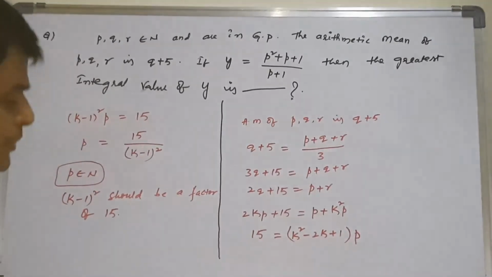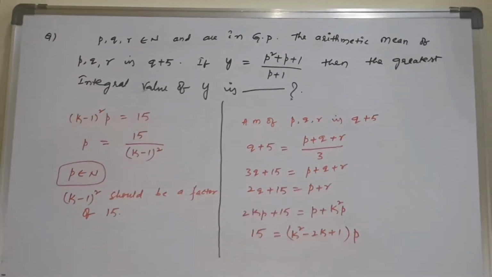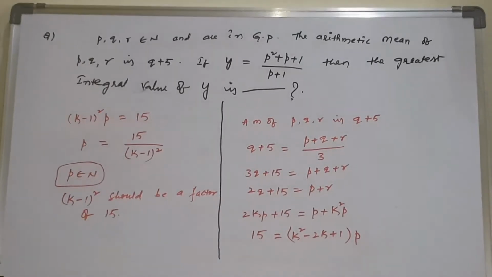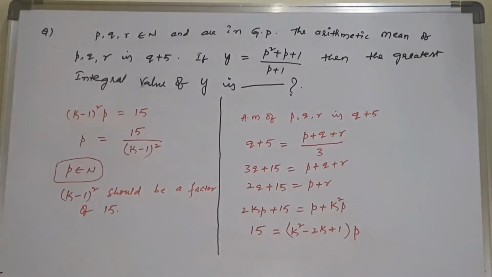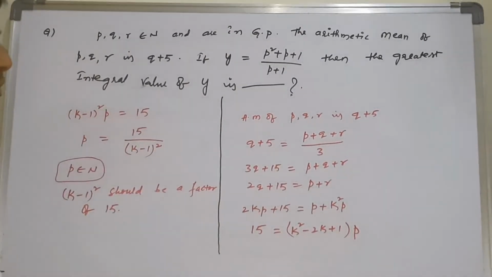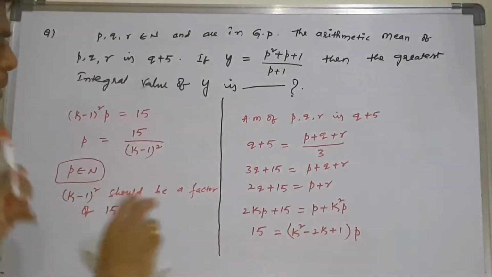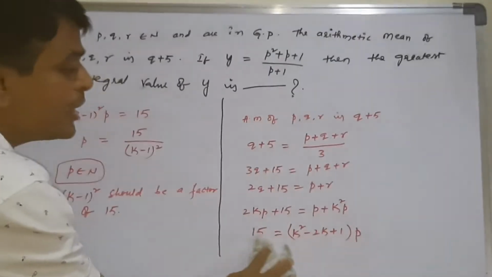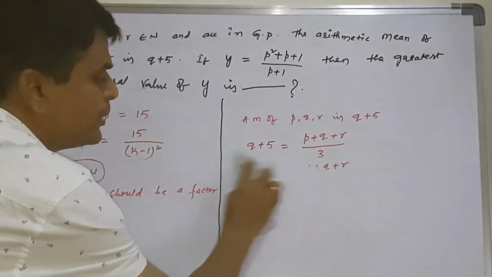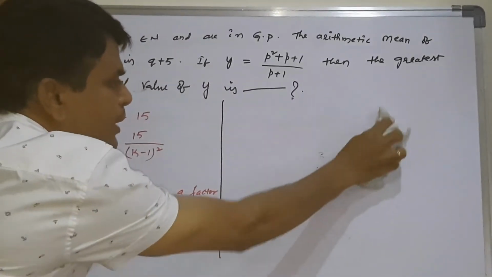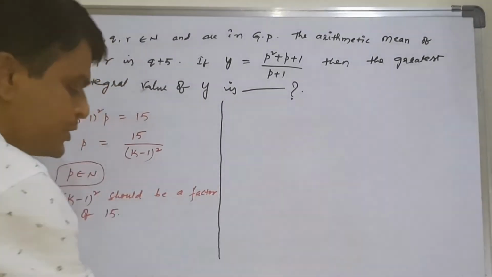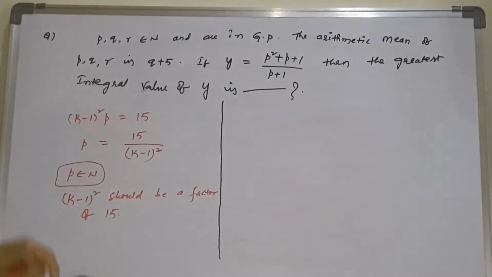So what are the factors of 15 we are having now? We have to get an idea. That is what number theory is. What are the factors of 15 we will be having? And the square of something cannot be negative. So that's why (k minus 1) whole square should be positive and it should be a factor of 15.